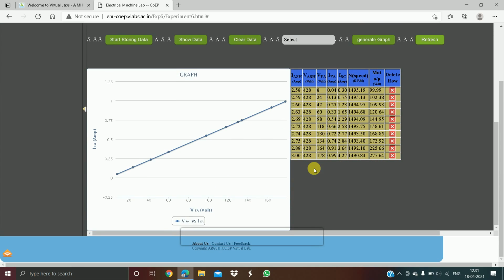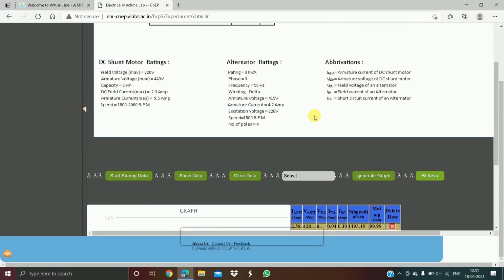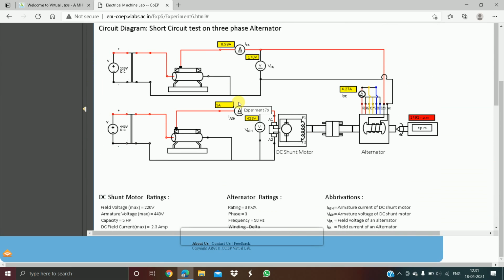Now we have done our part, and before leaving you have to set all the rheostats back to their original position and switch off or open the DPST switches.